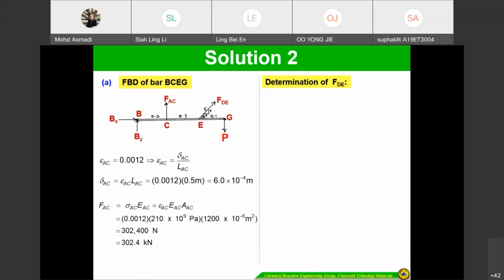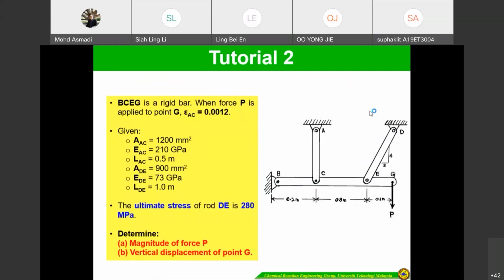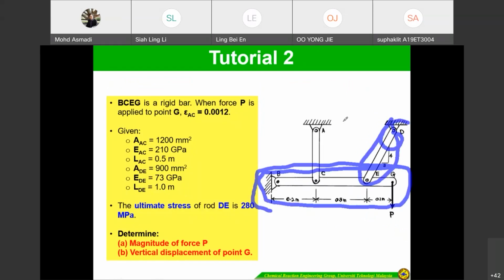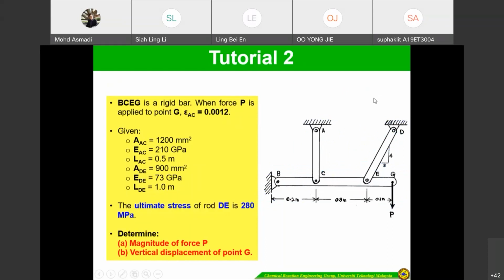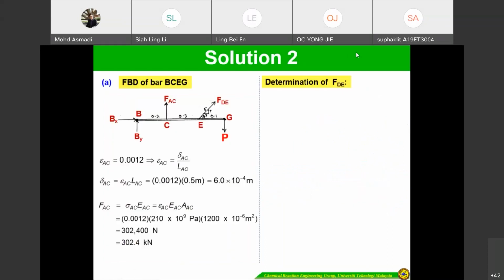First, do not forget to draw the free body diagrams. Okay, if you look at here, this is FDE for that point. Please remember, you draw only this bar. Okay, no need this one, no need this one, because this is going to be this side, just represented by using an arrow. So FAC and also FDE.